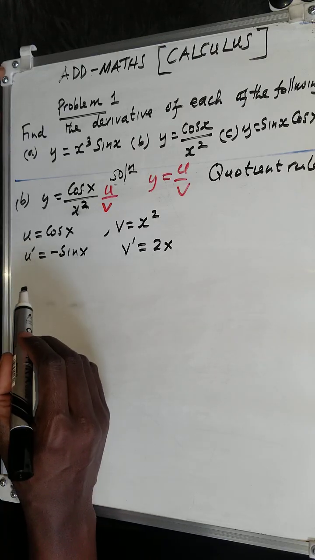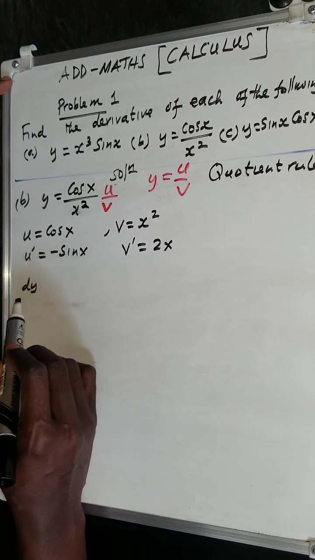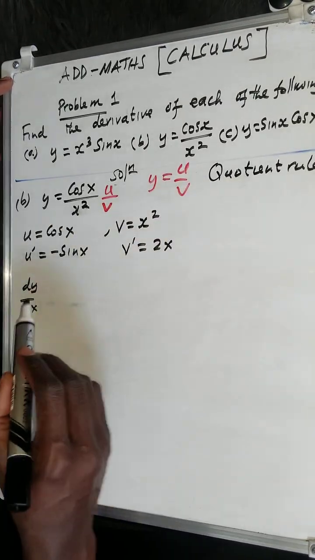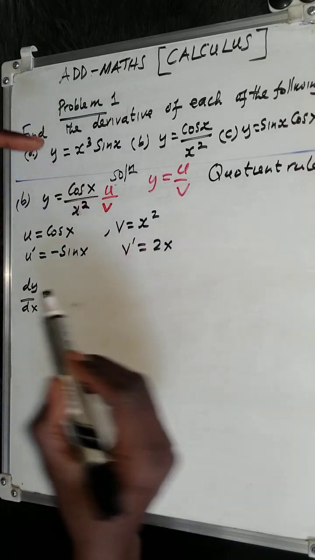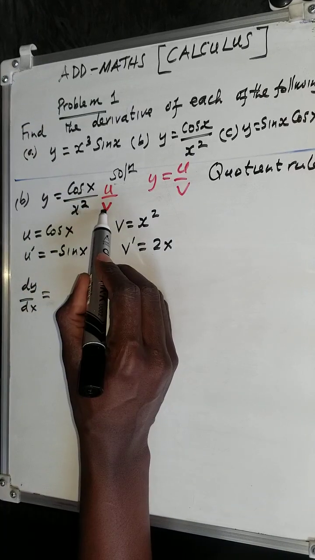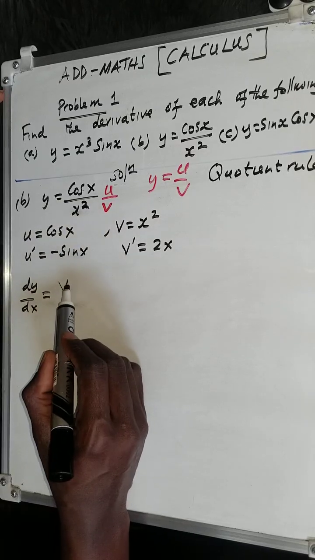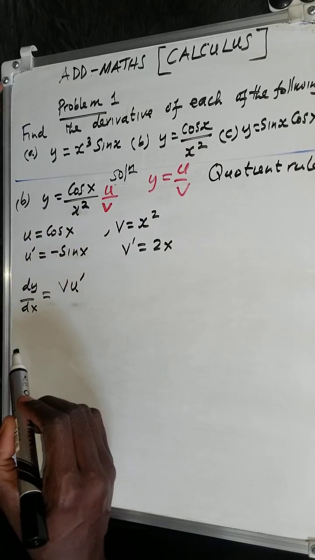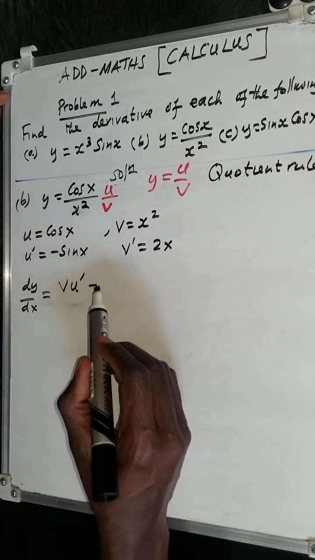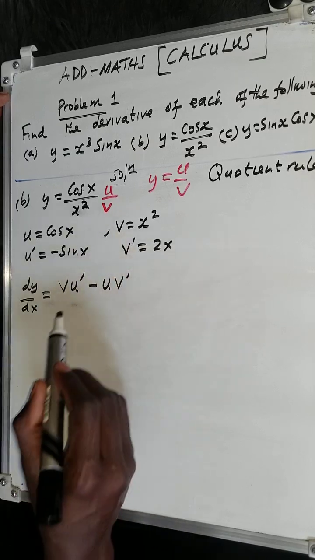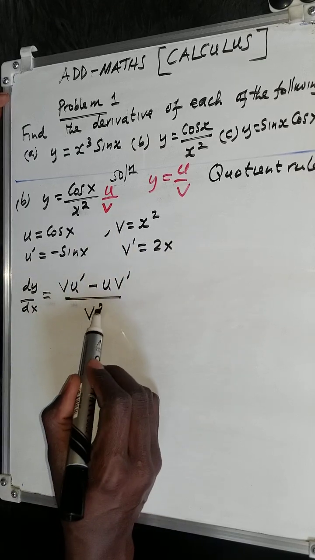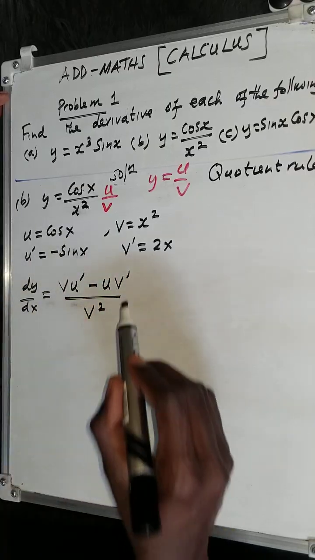Now, of course, how do I get dy over dx? Using the quotient rule. According to the quotient rule, you start with your v. Other books will tell you a different one, but please start with the v. So it's v times the derivative of u, minus u times the derivative of v, all over v squared. So that is what we call the quotient rule.